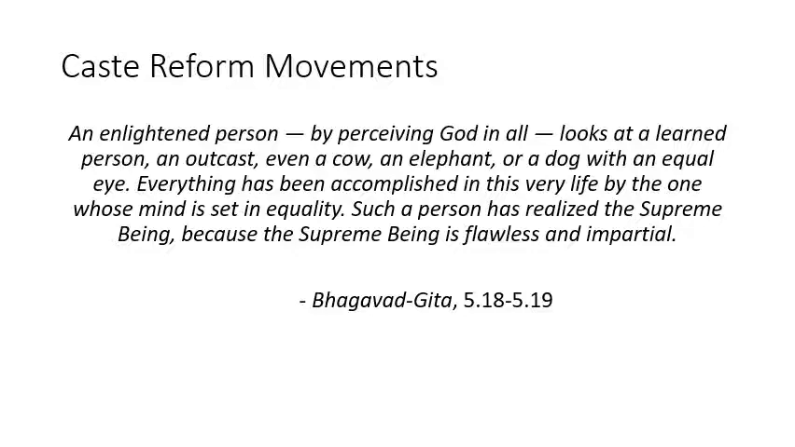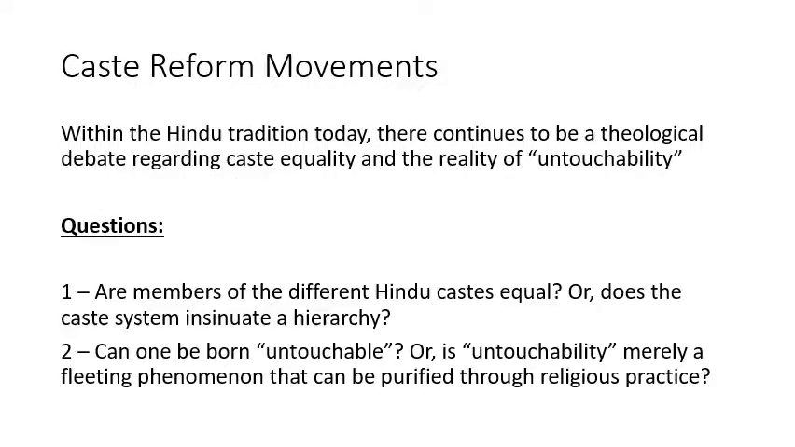And as we can further see, Gandhi might be making a point here, because as is stated in the Bhagavad Gita by Lord Krishna, an enlightened person, by perceiving God in all, looks at a learned person, an outcast, even a cow, an elephant, or a dog with an equal eye. Everything has been accomplished in this life by the one whose mind is set in equality. Such a person has realized the Supreme Being because the Supreme Being is flawless and impartial.